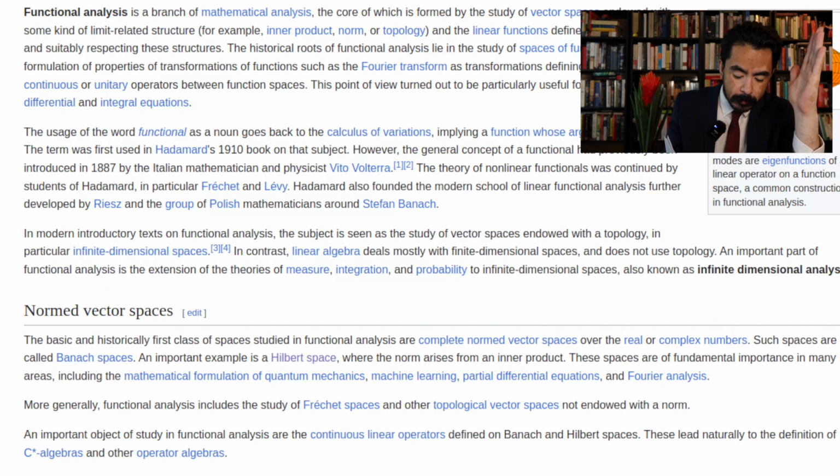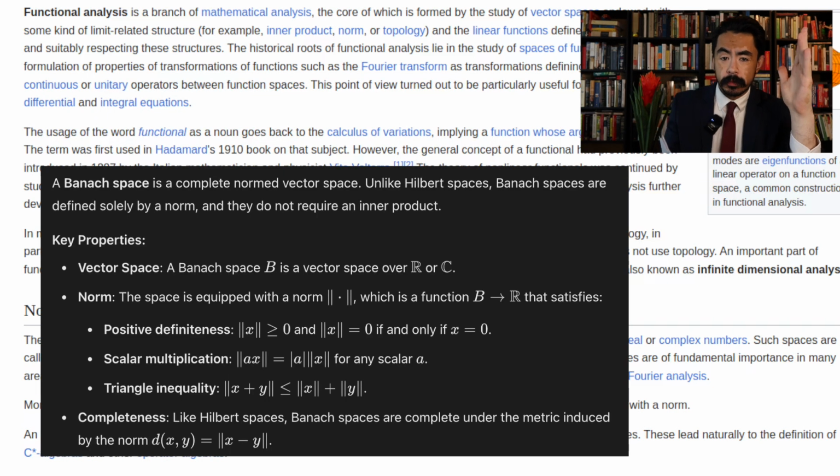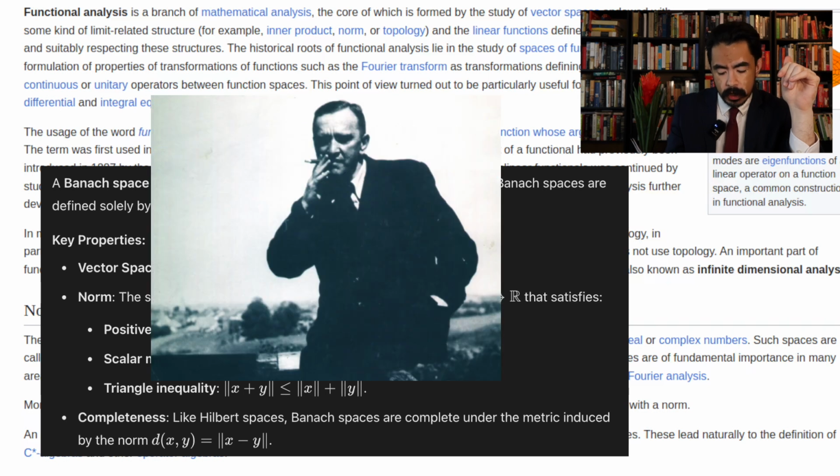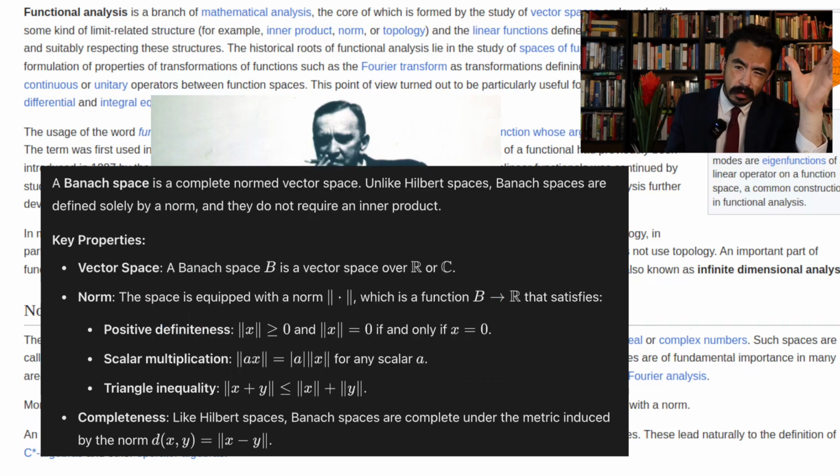But we also have in functional analysis the so-called Banach spaces, B-A-N-A-C-H, after Stefan Banach, where a Banach space is kind of similar to a Hilbert space. A Banach space is a complete normed vector space where, unlike Hilbert spaces, Banach spaces are defined solely by a norm, and they do not require an inner product.